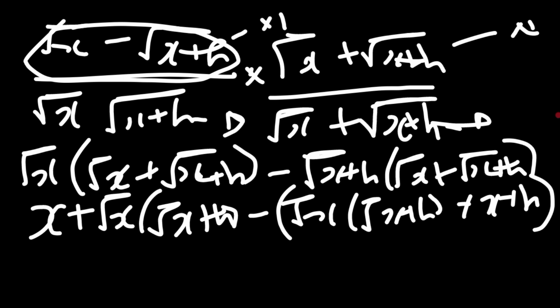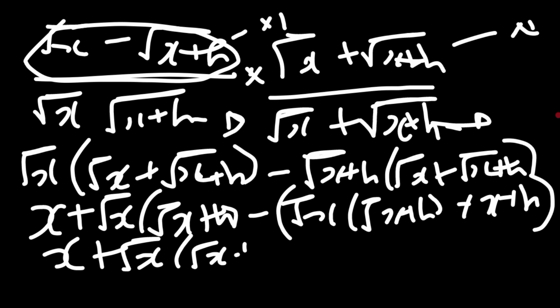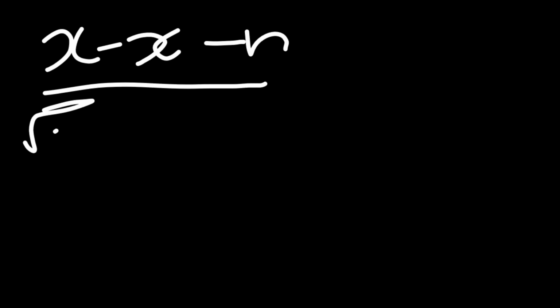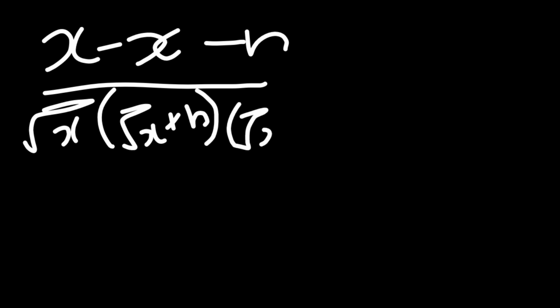So simplifying this, you're going to have x plus the square root of x times square root of x plus h, minus the square root of x times square root of x plus h, minus x minus h. So at this juncture, this one cancels this one. They're literally the same thing. So what you're going to be left with over here is minus h. So it's going to be minus h all over the square root of x, square root of x plus h, square root of x plus the square root of x plus h.